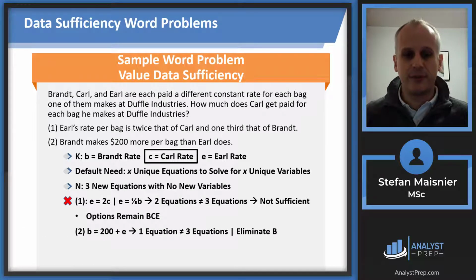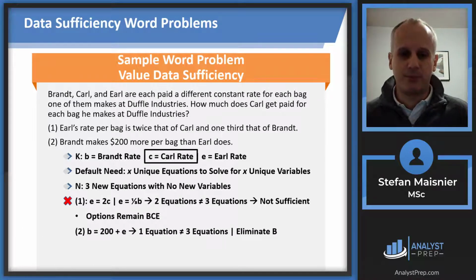Then condition 2, we see that Brant makes $200 more per bag than Earl does, so B equals 200 plus E. Considering this equation alone, we just have 1 equation, we don't have 3 equations, so we can eliminate choice B and condition 2 alone.